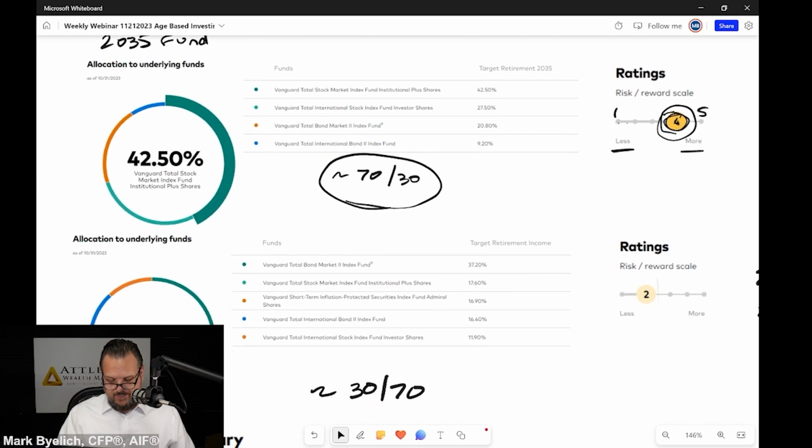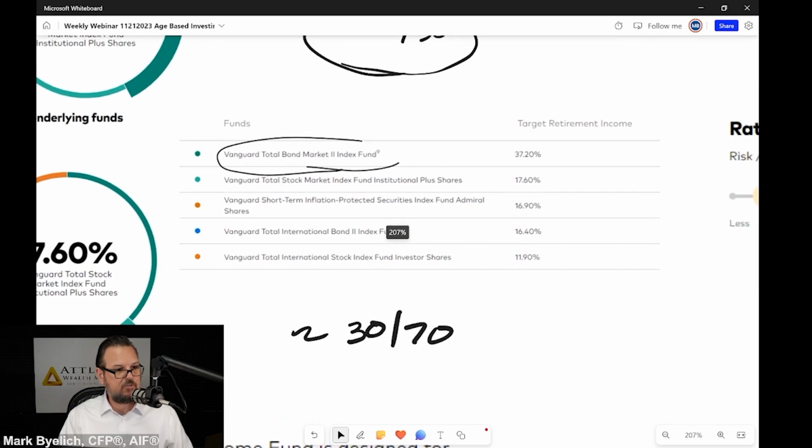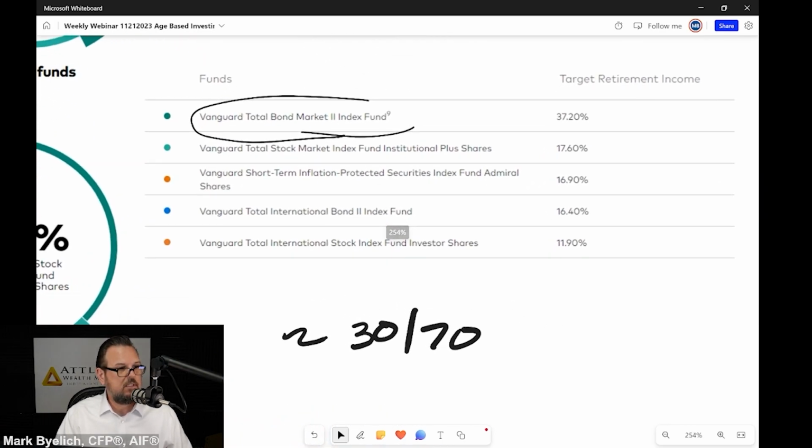And then what they want us to get to is this target retirement income fund. So you can see that's made up of the Vanguard Total Bond Market 2 Index Fund. I'll make that a little larger again so you can see the funds. The Vanguard Total Stock Market Index Fund, Institutional Plus Shares. And by the way, I'm not sharing with you any inside information. This is on the Vanguard website. I just Googled these funds this morning, so you can look this up anyway.